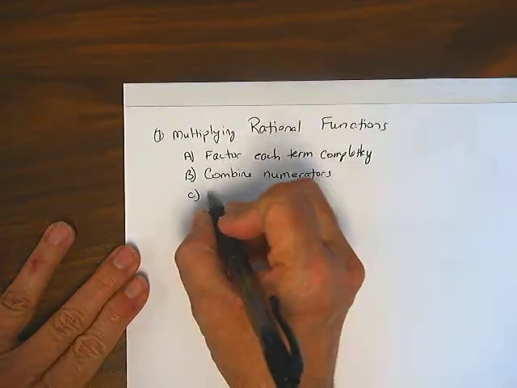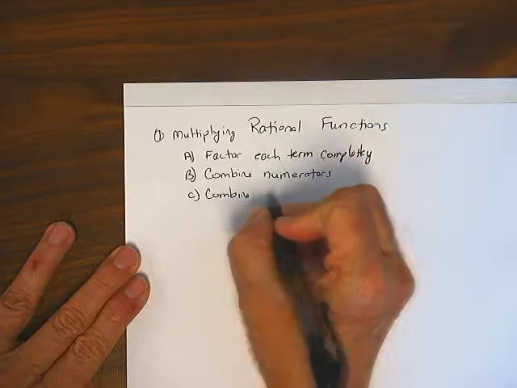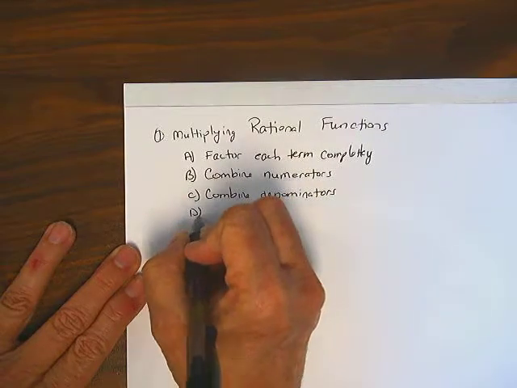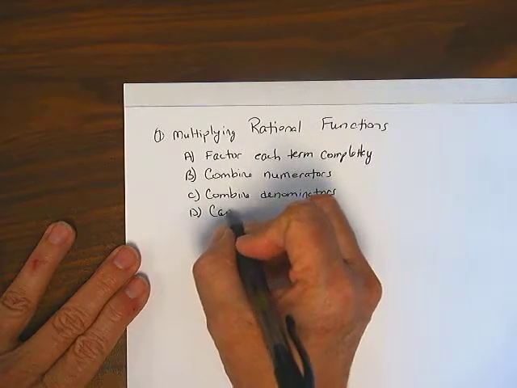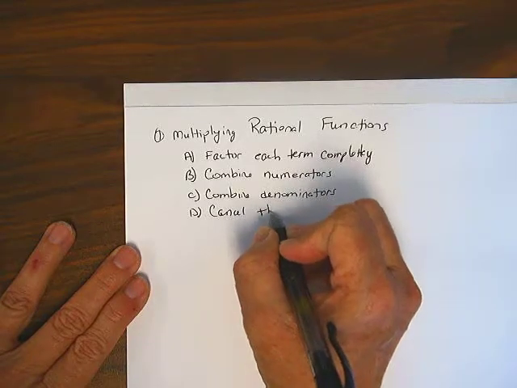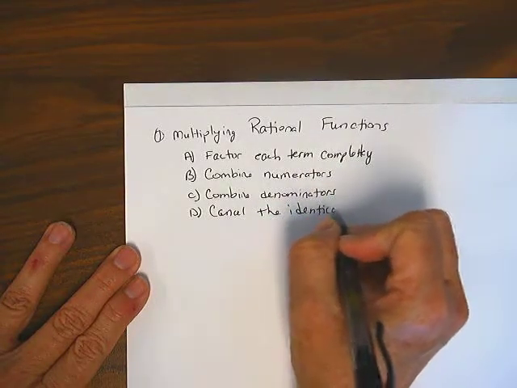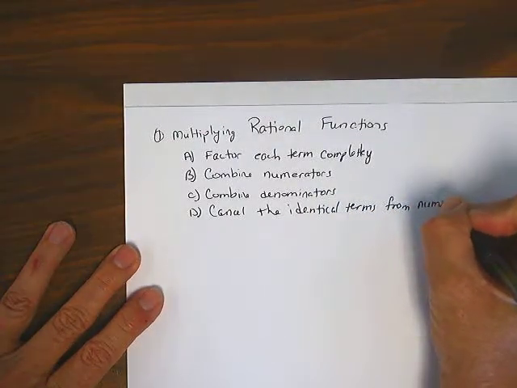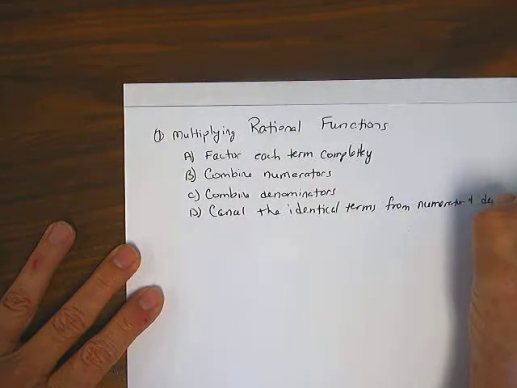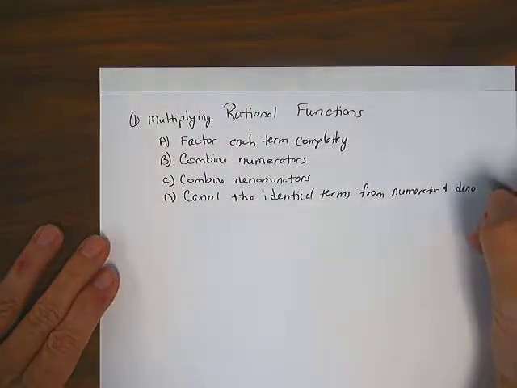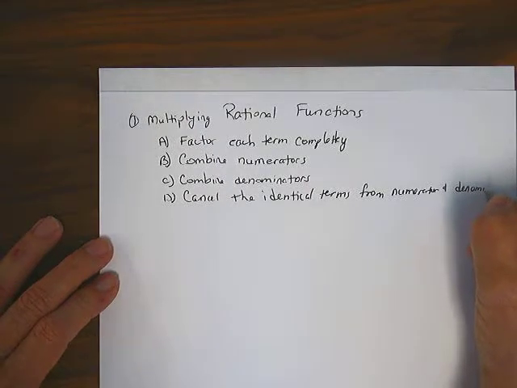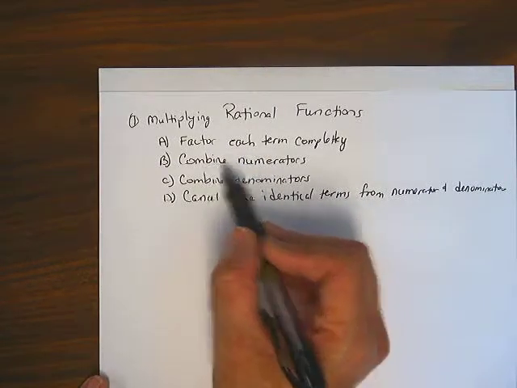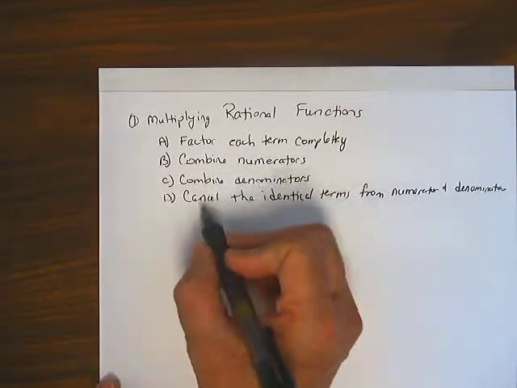Third step on these is we combine denominators. And D, cancel the identical terms from numerator and denominator. And that means you have to have one on each the top of the fraction and the bottom of the fraction. Okay, so 4 steps. We factor each term completely, we combine our numerators, combine our denominators, and cancel identical terms.